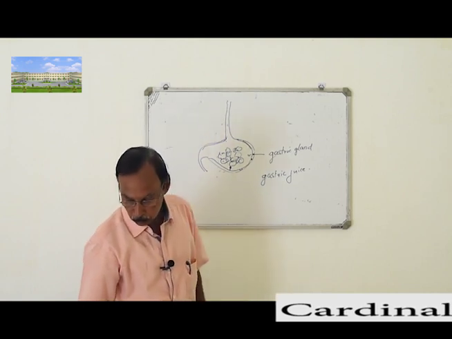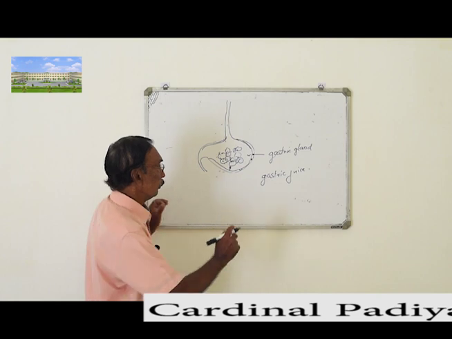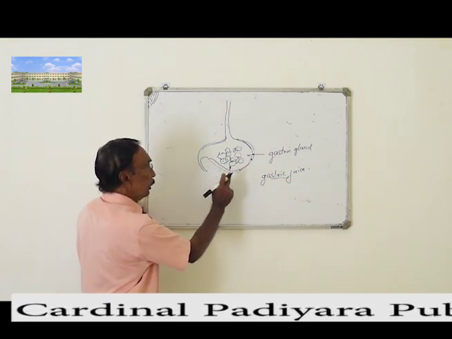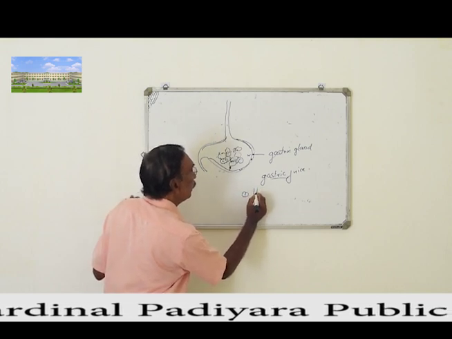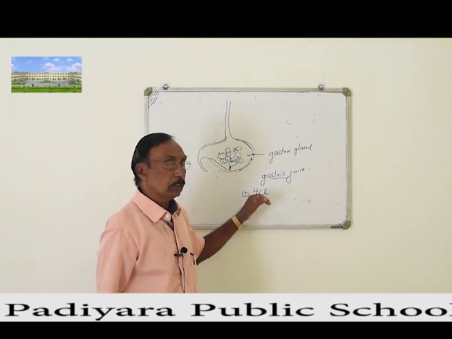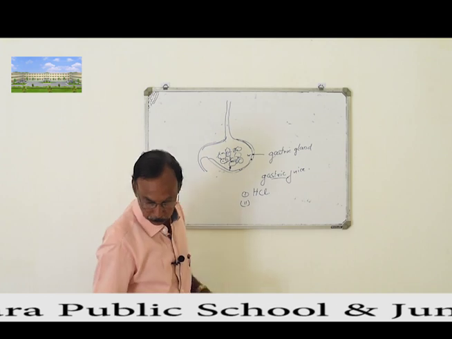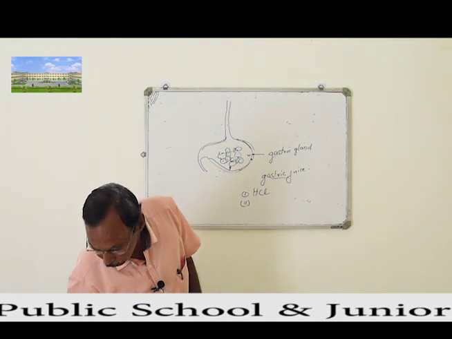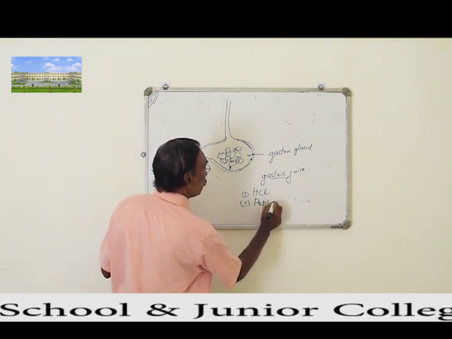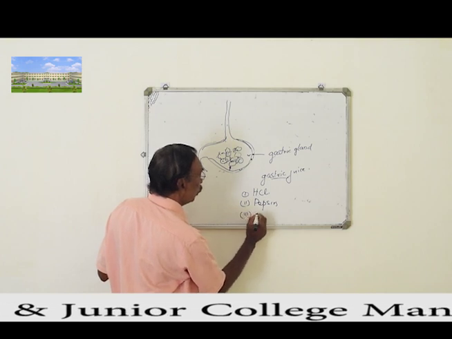What does this gastric juice contain? Gastric juice contains mainly three things. Saliva contains salivary amylase. Here the gastric juice contains three things. It contains hydrochloric acid, a weak concentration of hydrochloric acid. Second, a very important one, an enzyme, a food digesting enzyme, called pepsin. What are the things in gastric juice? Third one, it also produces mucus.